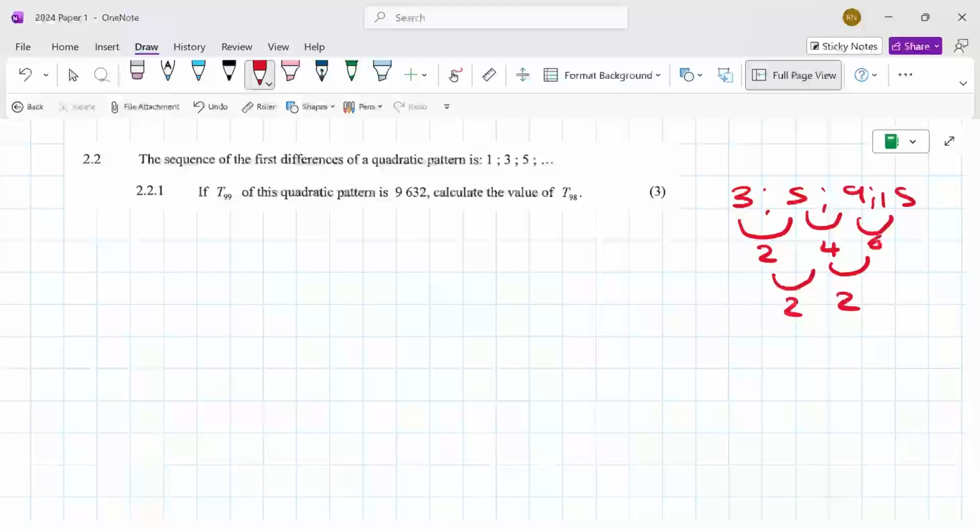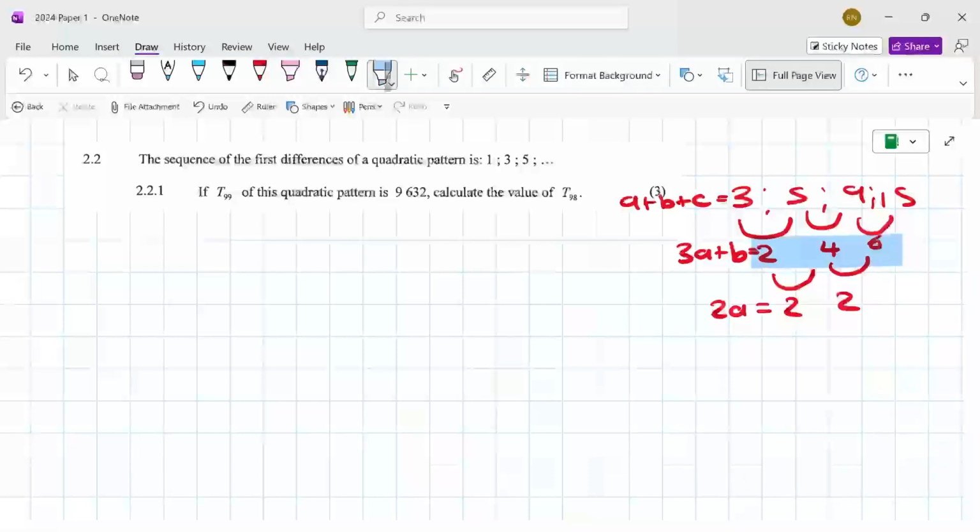And then to find the equation for this number pattern, you'd say 2a is equal to this first one, 3a plus b is equal to this one, and a plus b plus c is equal to this one, right? In our case, they have only given us the first difference for that pattern.